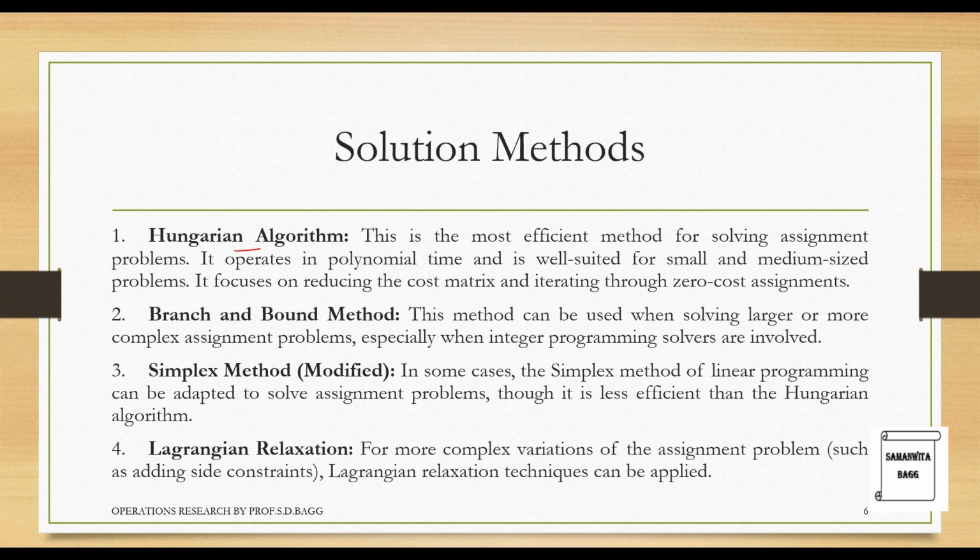Branch and bound method. This method can be used when solving larger or more complex assignment problems, especially when integer programming solvers are involved. We will also go through this when we are solving the integer programming problem, the IPP. Simplex method modified. In some cases, the simplex method of linear programming can be adapted to solve assignment problems, though it is less efficient than the Hungarian algorithm. So you can also use the simplex method.